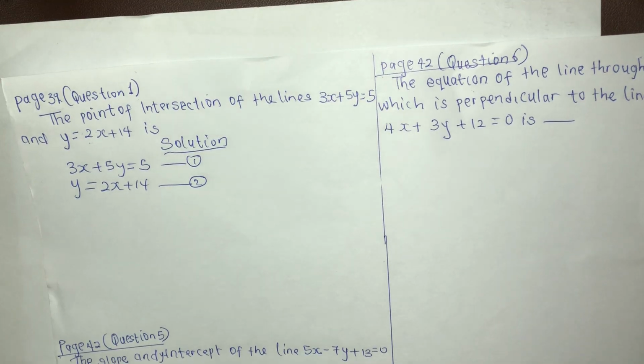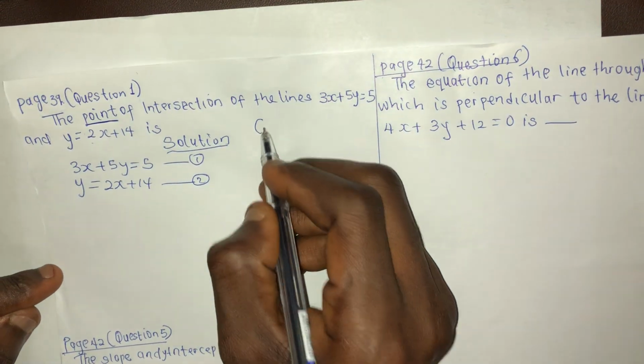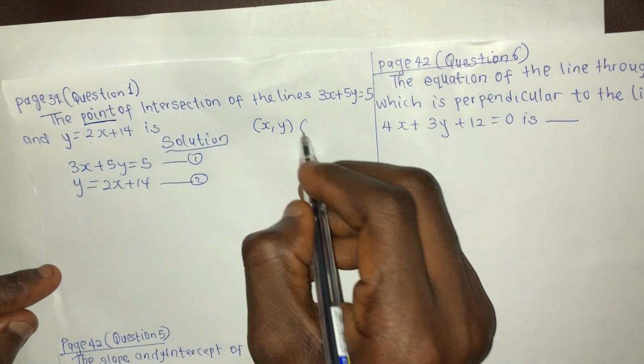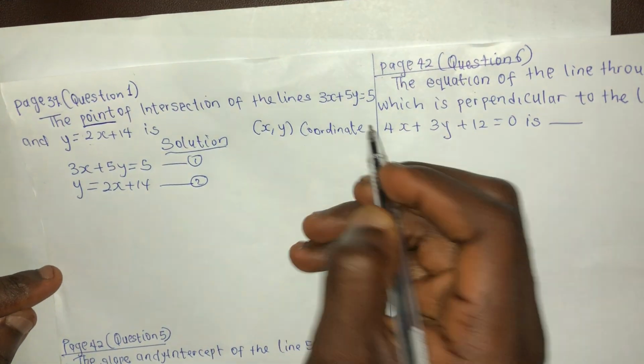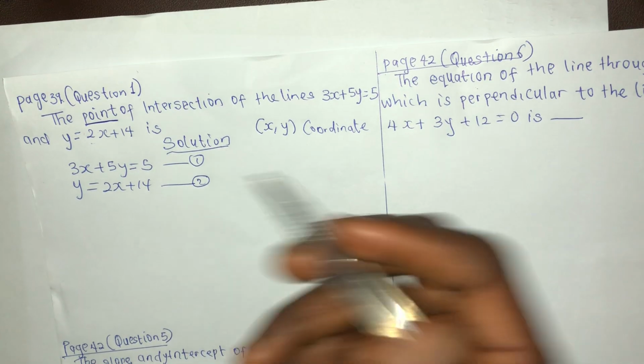Now for them to ask us to find the point of intersection, I mentioned in that video that anywhere you hear point, it is x, y, it is coordinates. Okay, a point is what? Coordinates. In that case, how do we solve this? We have to solve simultaneously.